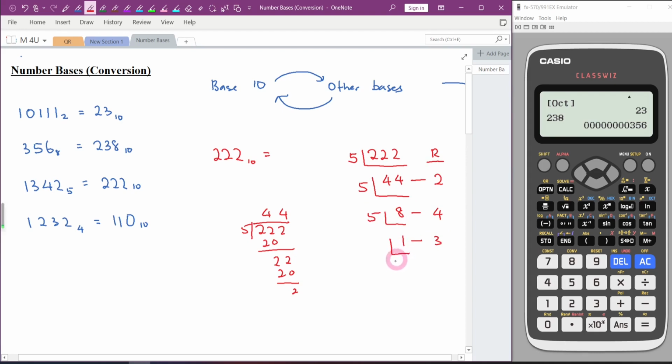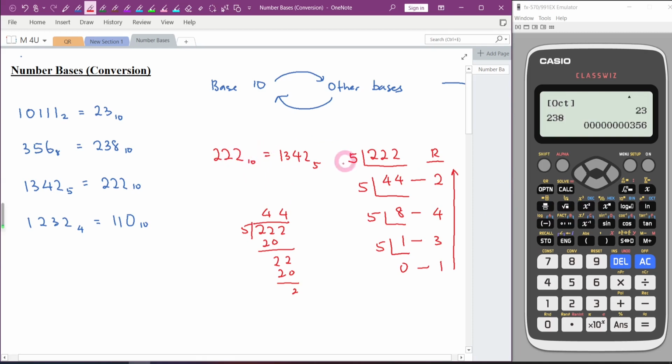Always remember, do this until here you see a 0, then only you stop. Okay, now the answer from the bottom to the top: 1342 base 5. So how do we use our calculator? Calculator cannot help us to do this. We need to use Google.